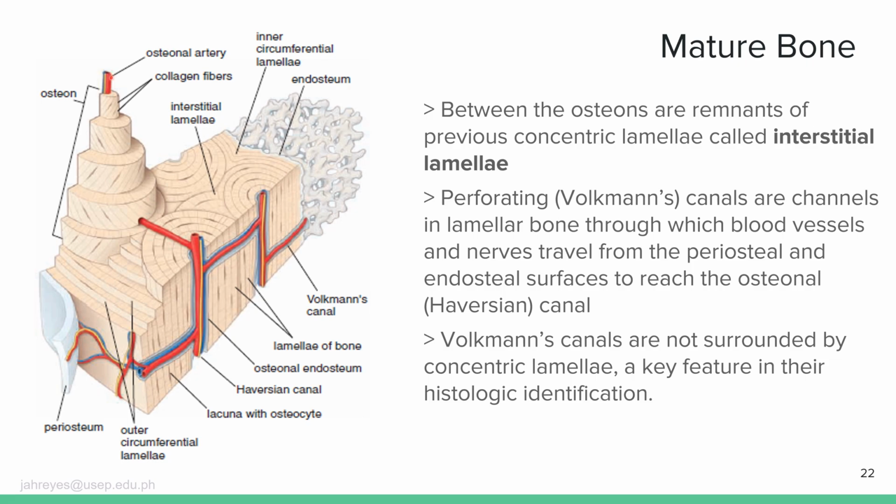So this represents different bone sections. You can see the several concentric lamellae that are partially removed to show that there is a perpendicular orientation of collagen fibers in the adjacent layers. So the interstitial lamellae that resulted from bone remodeling is obvious in this illustration.